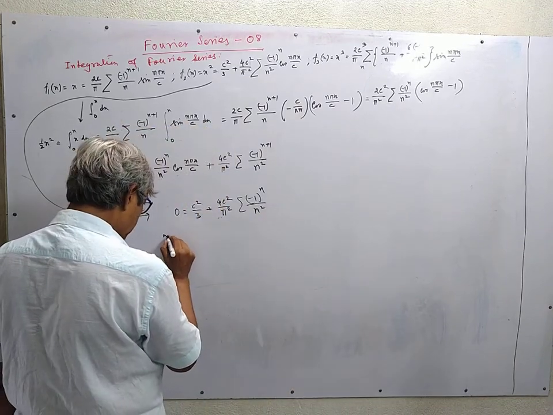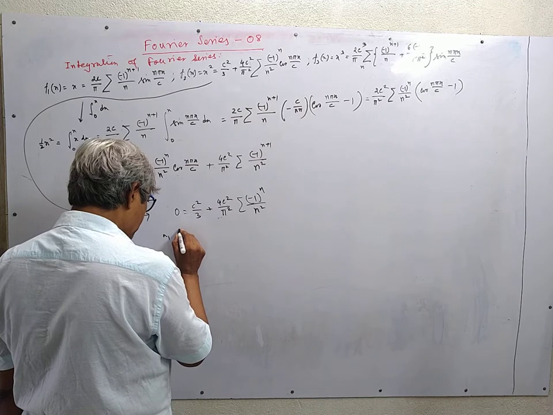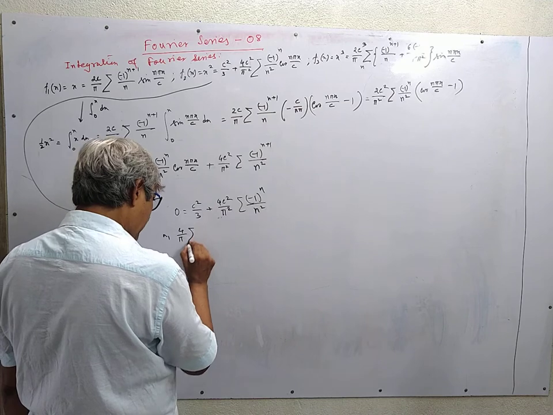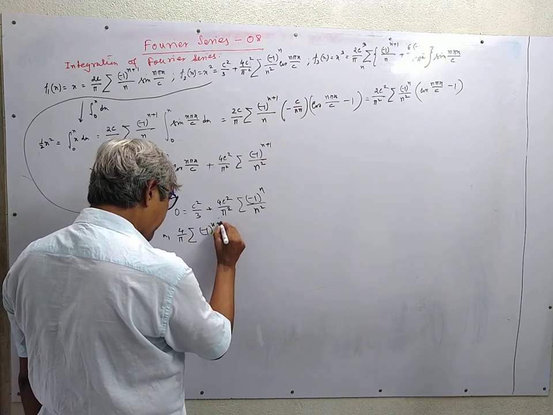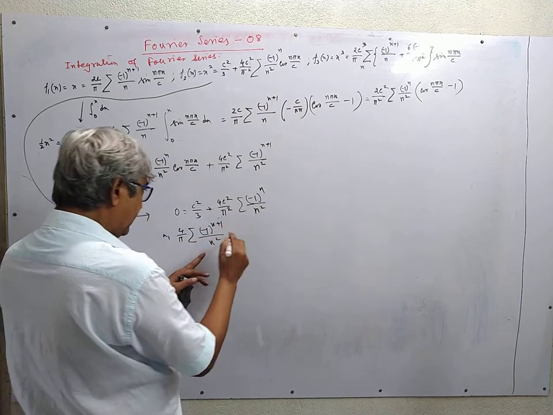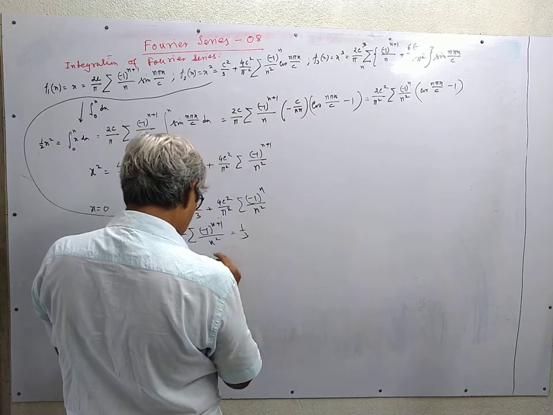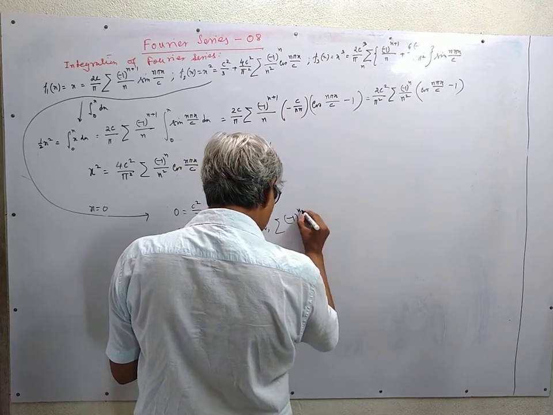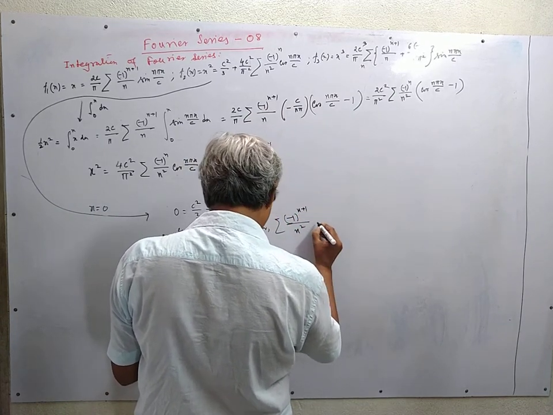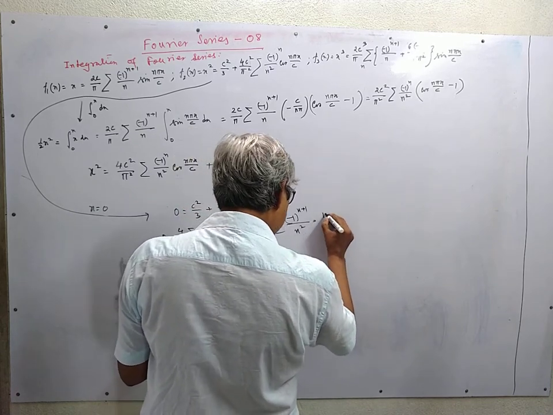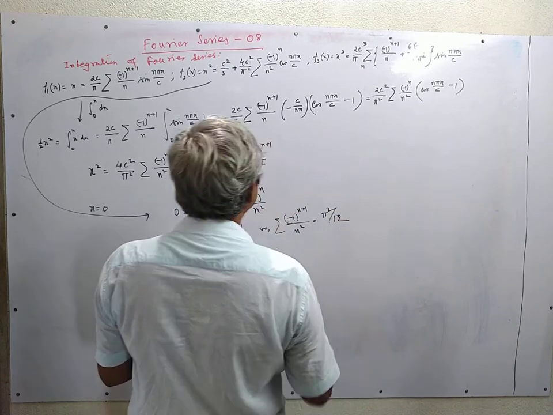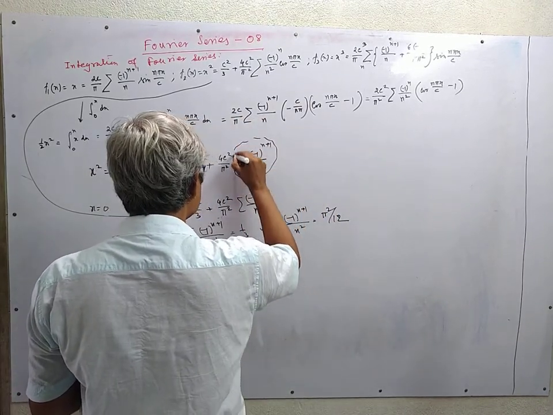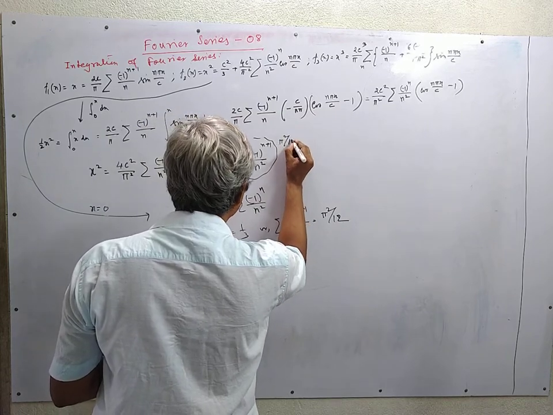So 4 upon pi square, summation of minus 1 to the power n plus 1 by n square, is equal to 1/3, or summation over n of minus 1 to the power n plus 1 by n square is equal to pi square by 12. This part is pi square by 12. So this is pi square by 12.